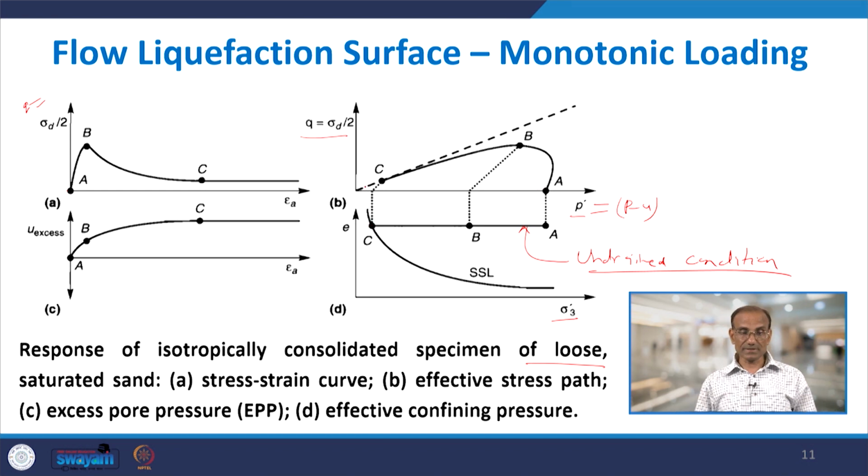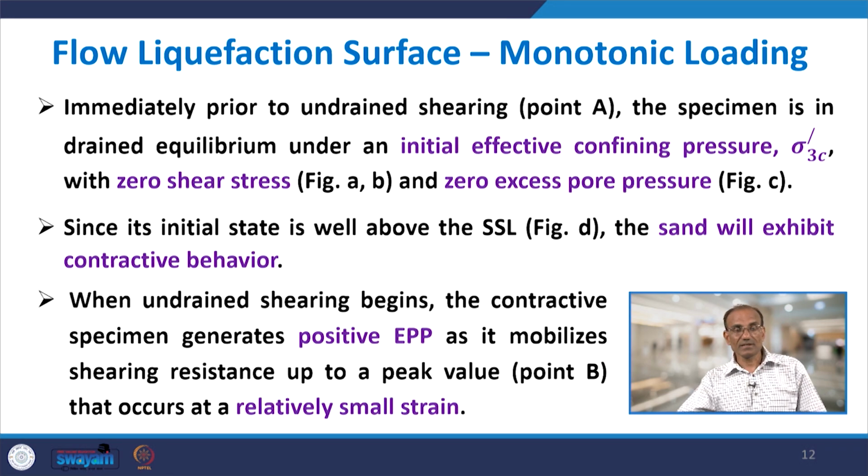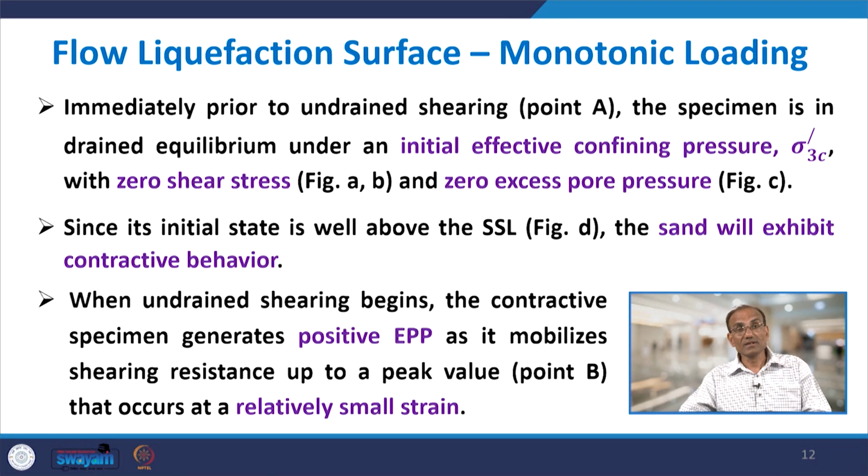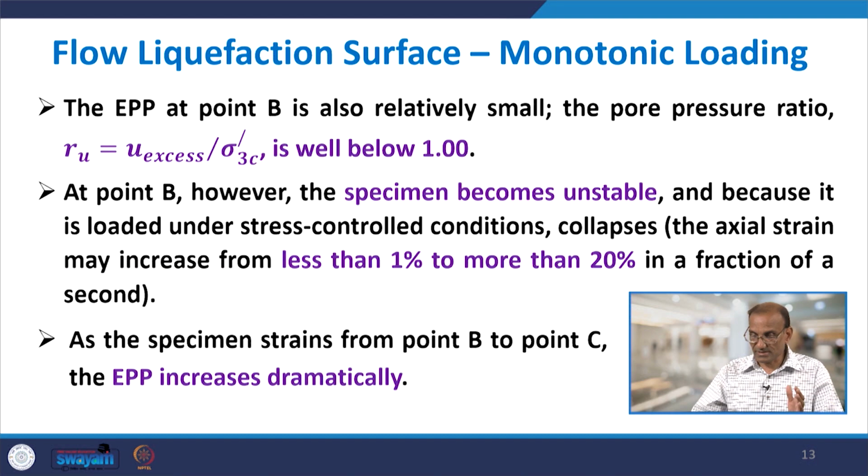So, these things have been discussed and detailed out here. Prior to shearing, the specimen is under drained equilibrium under an initial effective confining pressure sigma 3, with 0 shear stress and 0 excess pore pressure. Since its initial state is well above the SSL, the sand will exhibit contractive behavior. So, we already discussed this. When undrained shearing begins, the contractive specimen generates positive excess pore pressure, and as a result the peak value, point B, occurs at a relatively small strain.